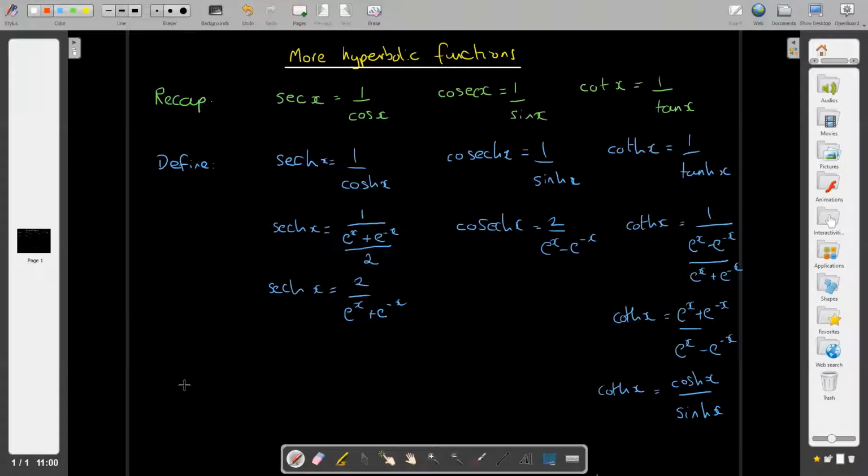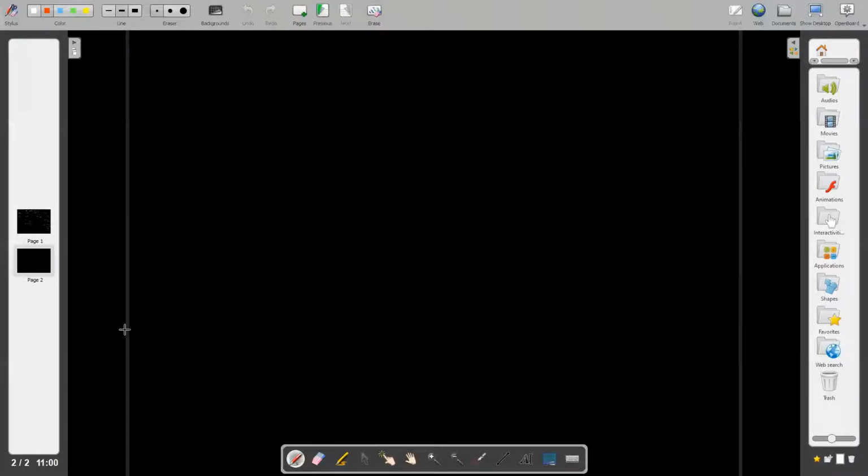Now I'm going to look at the graphs of each of these. I'm not going to look at the inverses for this lesson, just the basic graphs of sech, cosech and coth. So let's start with sech. Suppose I want to graph y equals sech x.